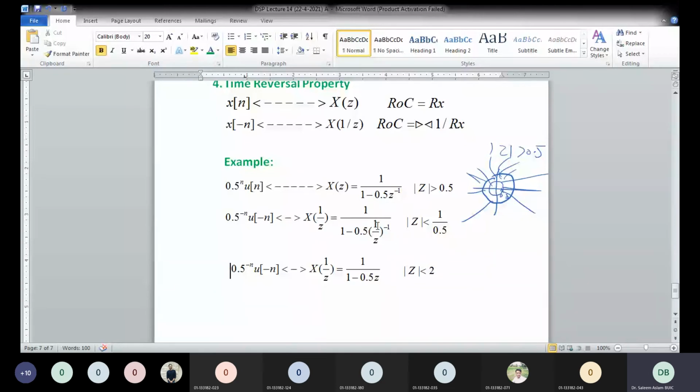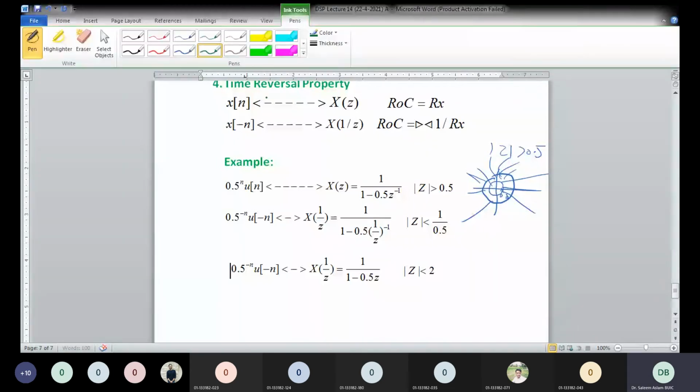So simply, where z is coming, we make it 1 by z, and we are not touching the inverse. We will remain it as it is. It will remain as it is. So in the z transform expression, the change that comes is only here. Let me write it with this pen. So this is the only change here, right?